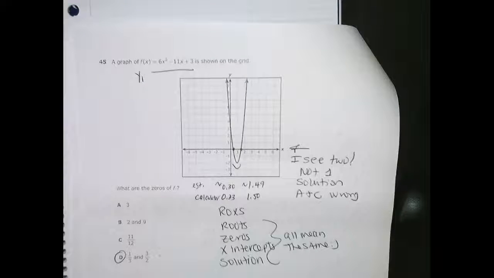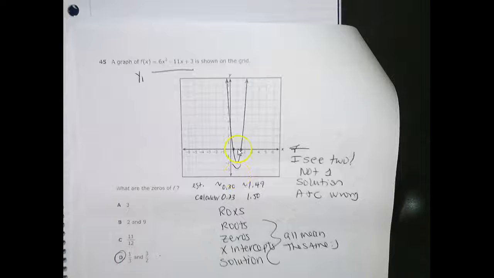Next question. Question 45. You got the graph of f of x equals 6x squared minus 11x plus 3. I went to my calculator and I graphed it, and it's asking you for zeros, and I believe those are the roots. And I put two little cute polka dots right there, and I drew a smiley face because, well, I wanted to. Now, I see two, not one solution. So that means A and C are wrong. So if you're trying to explain how those are right, you just go right ahead because I can't think of one good reason.